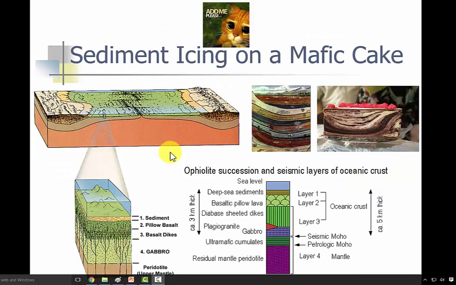This is a slide you do not have on your packet, and I'd like you to add it, please. This is about sediment icing on top of a mafic cake. So basically, we still have that mafic sediment, the basalts. We actually call it an ophiolitic succession, where we have the sediment sitting on top of pillow lavas. Pillow lava shows that the molten rock actually formed in water, came out as a liquid.